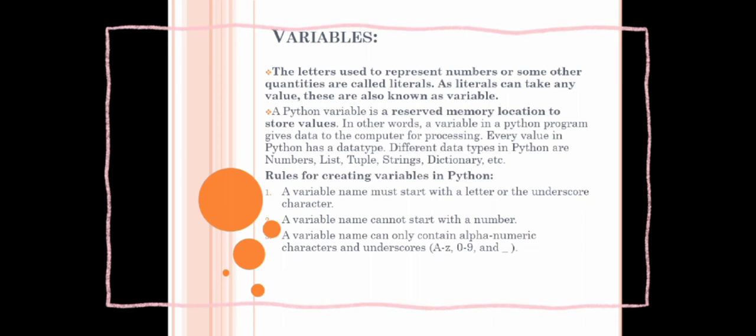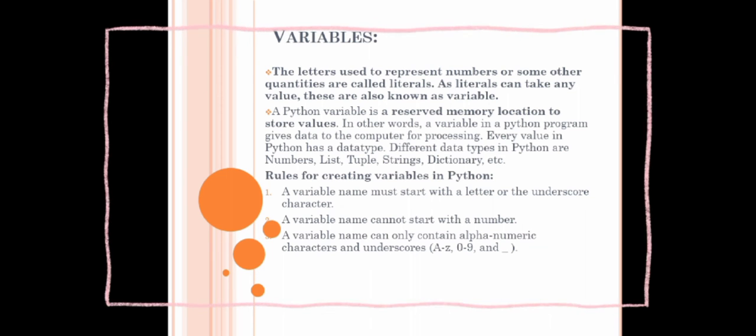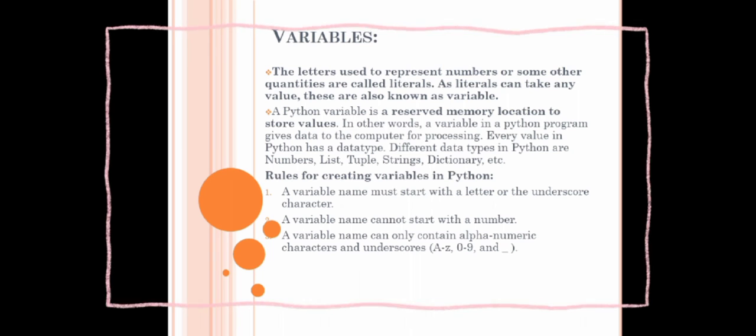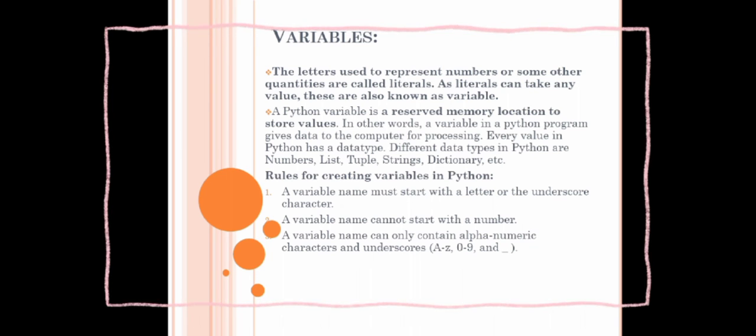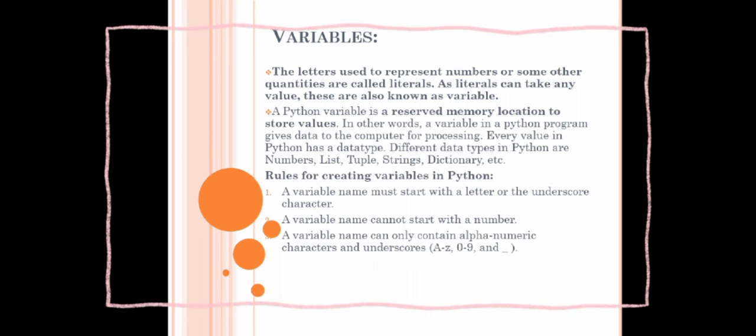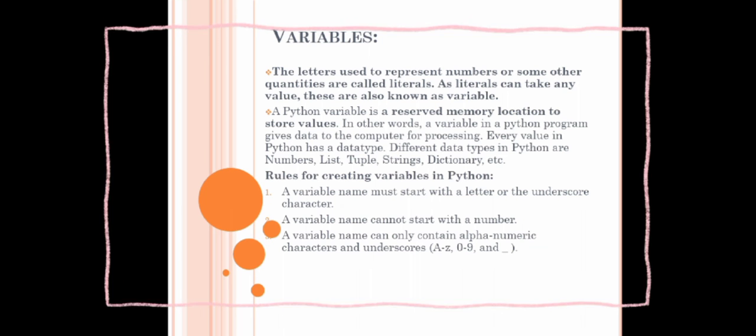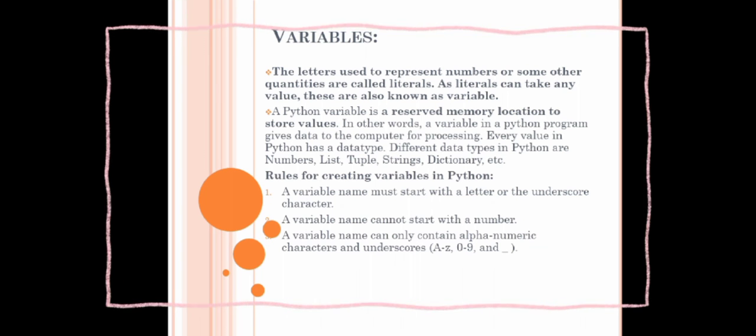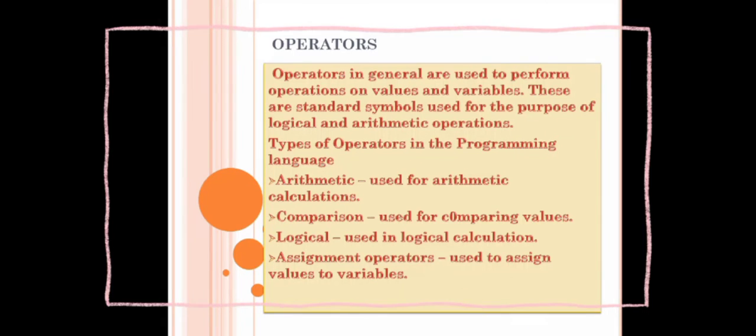Rules for creating a variable in Python. First, a variable name must start with a letter or the underscore character. Second, a variable name cannot start with a number. Third, a variable name can only contain alphanumeric characters and underscore.